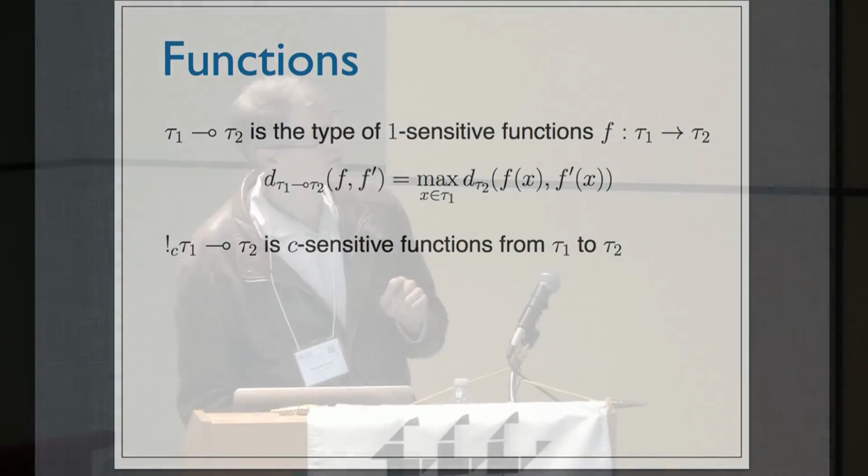And now, as we said before, we can encode C-sensitive functions. We can also encode arbitrary sensitivity functions if we allow the bang operator to take infinity as a subscript.